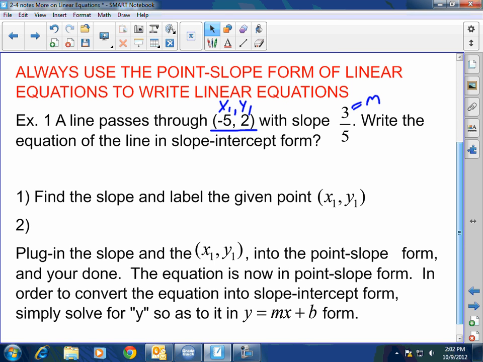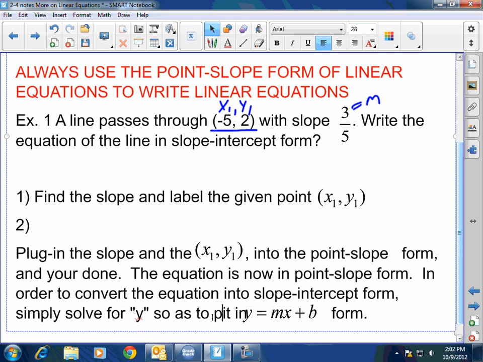Plug in the slope and the x1, y1 into the point slope form. And you're done. The equation is now in point slope form. In order to convert the equation into slope-intercept form, simply solve for y so as to put it in y equals mx plus b form.